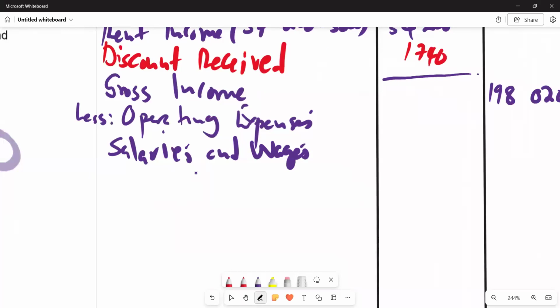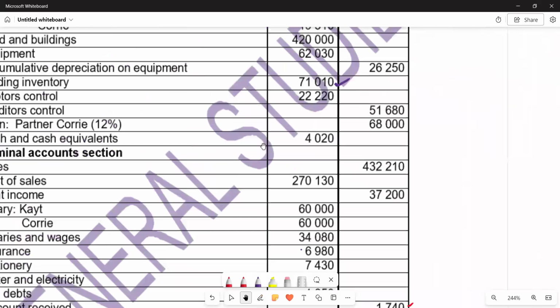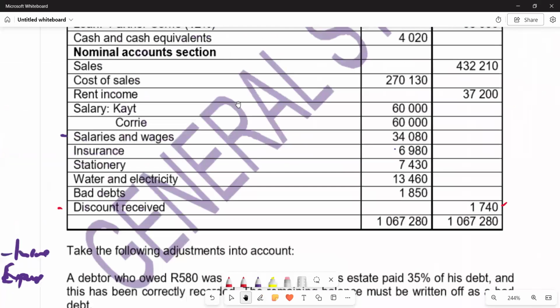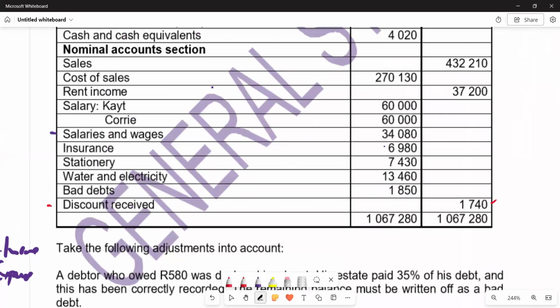And we are going to get your figure of 34,080. And then after salaries and wages, we go down again to check any other expense. We have insurance, which is 6,980. We check again the additional information to see if we have anything affecting our insurance in terms of adjustments. You see that there's nothing, so we're going to pick it as it is, 6,980.